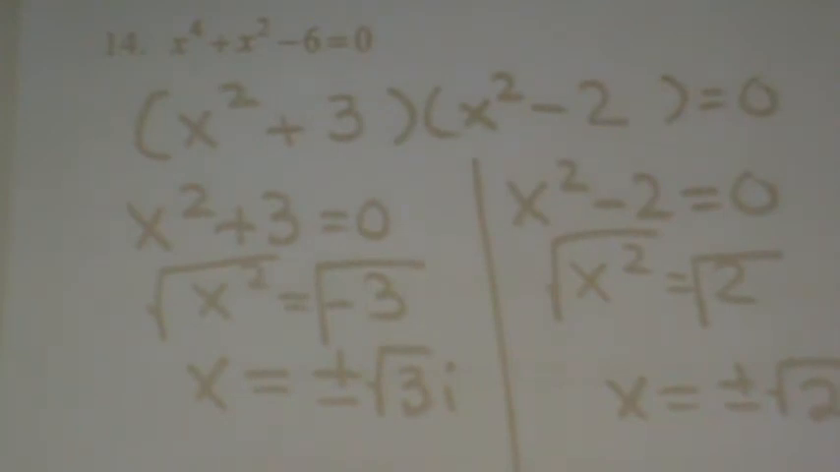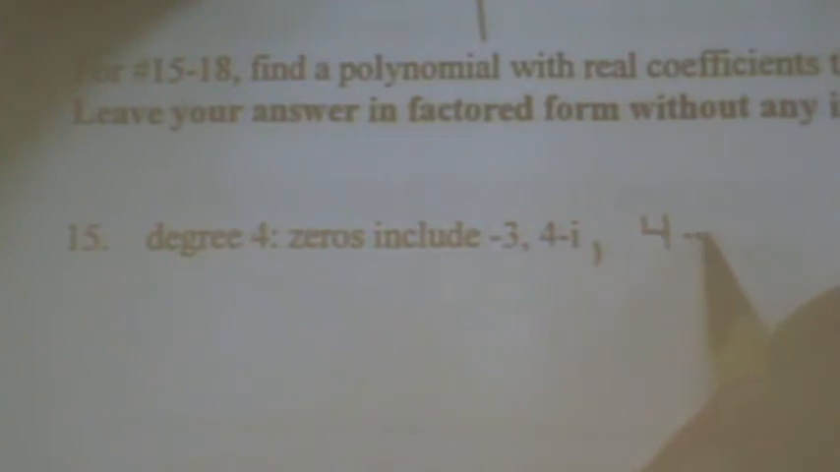Okay, the next one is on your test. Make sure you can do this problem. We have a polynomial with a degree of 4. One of my zeros is x minus 3, and one of them is imaginary, 4 minus i. Do we know another one automatically? Yep, because imaginary ones come in conjugate pairs.